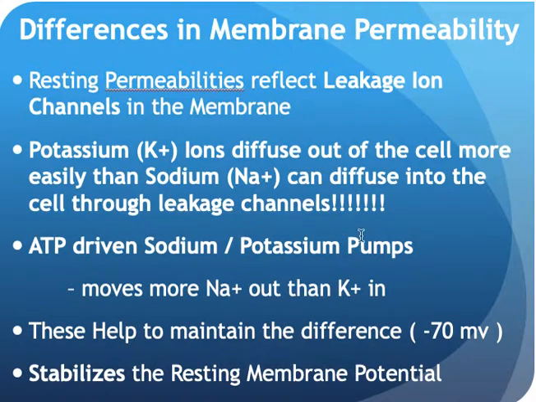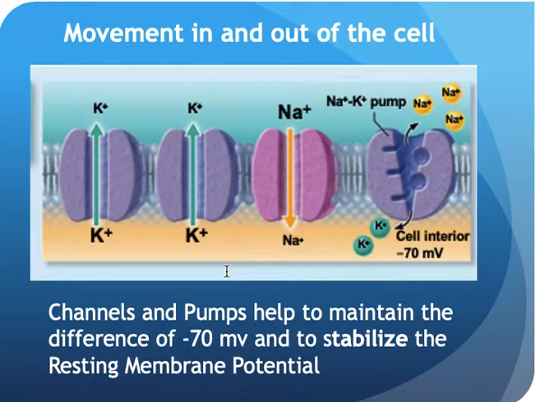Okay, so this is my sodium-potassium pump, and again, not that it's super important at this point, but this one's going to need that ATP. So it's good to know that this one is an active one rather than a passive one. But these things together, the leakage channels and that sodium-potassium pump, are going to help me maintain that difference between the inside and the outside of negative 70 millivolts. Because I maintain it at negative 70, they say that we stabilize that resting membrane potential. Here is our picture of all the things that contribute to that negative 70.